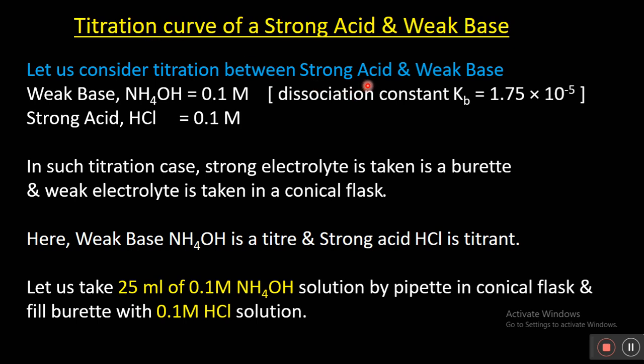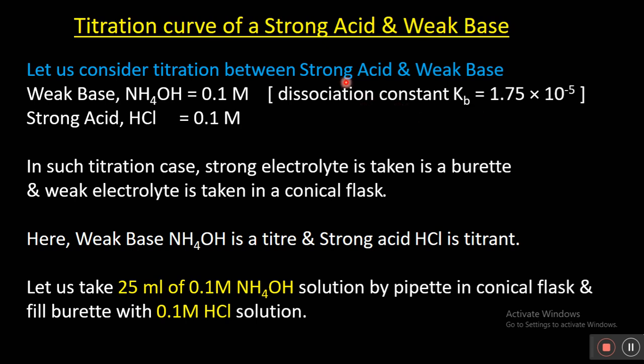What is strong? Strong means any acid or base which dissociates completely is called a strong acid or base. Weak means it dissociates partly. Here in this titration, we are using ammonium hydroxide as a weak base and HCl as a strong acid. The concentration of both is 0.1 molar. The dissociation constant of weak base ammonium hydroxide NH4OH is shown by letter Kb. It is equal to 1.75 into 10 raised to minus 5.